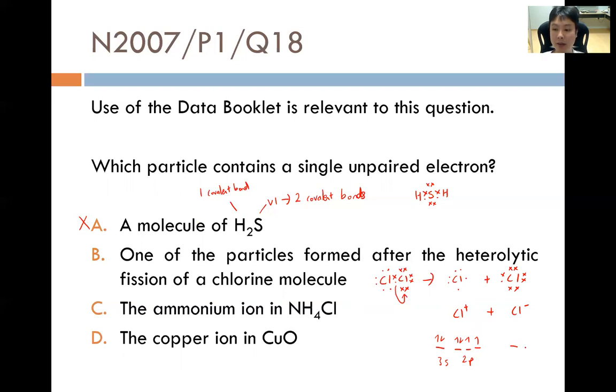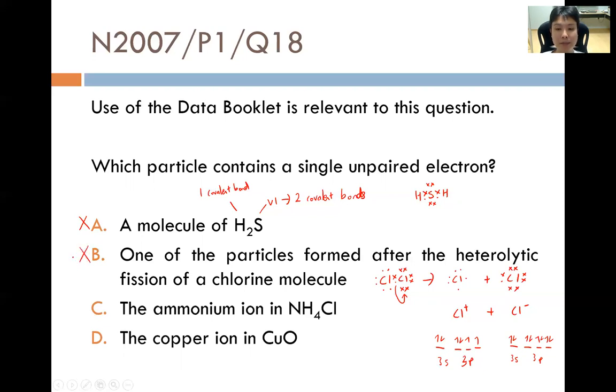The Cl- anion, on the other hand, I'm sorry, this is actually 3p. The electronic configuration is 3s2 and then 3p6. And again, it does not contain a single unpaired electron. Hence both the particles do not contain a single unpaired electron, and option B is also not the right answer.